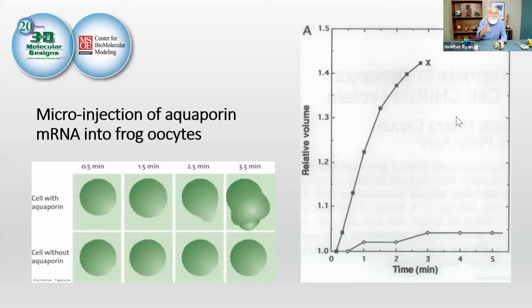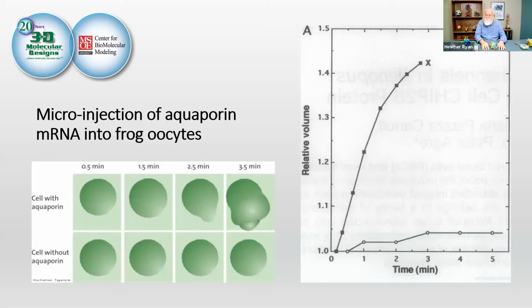Usually it takes hours and hours to get a result. And it's not nearly as impressive as frog eggs popping right there as you're watching. So that was the classic experiment, and more than anything, that is probably what won Peter the Nobel Prize in chemistry. All right, and there's a chart there that shows some data.